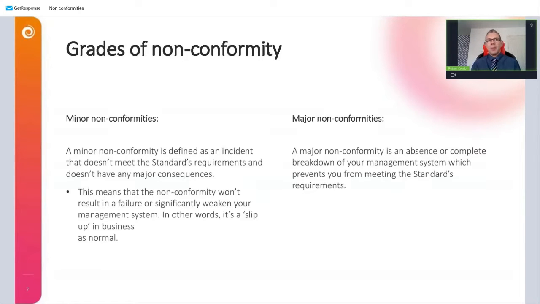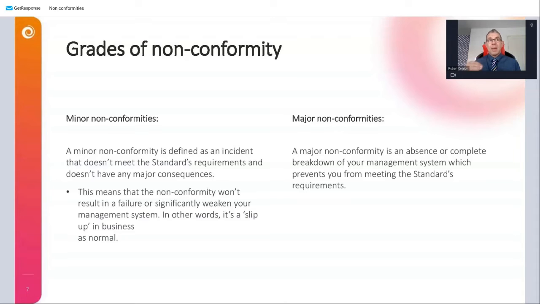So a minor non-conformance is essentially a shortfall that doesn't necessarily cause a collapse in your procedures or your systems. It's something that's just gone wrong that's easy to manage, and effectively we can correct it quite quickly. It doesn't necessarily have a major impact on your business. It's a slip up, but we've spotted it, we've identified it.